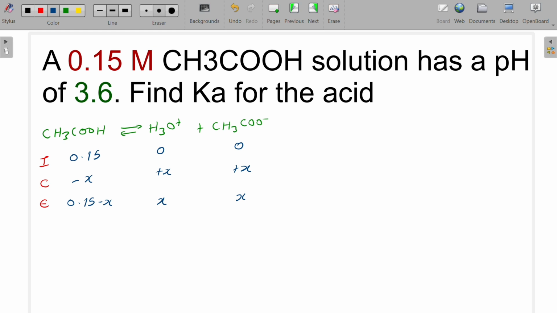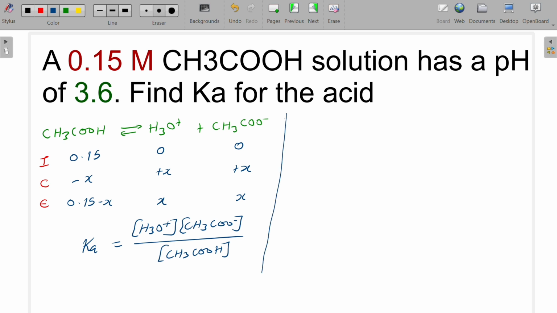After doing this, the next step is to write our Ka expression. So the Ka expression will be equal to the concentration of the products multiplied by the concentration of another product, divided by the concentration of the acid here. So the Ka expression is basically the ratio between the concentration of the products to that of the reactants.